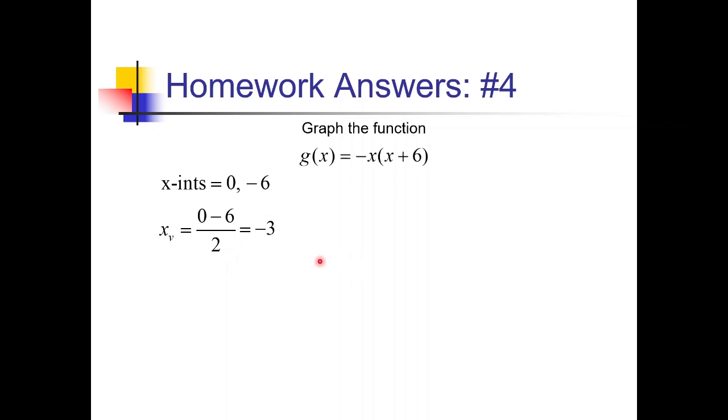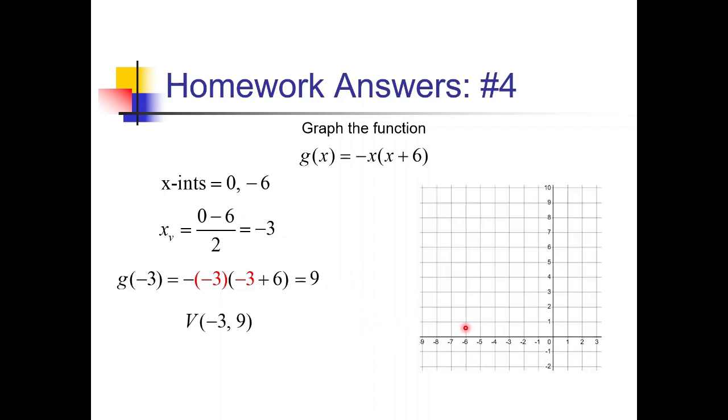Now, if I want to get the y value of the vertex, and I do want to get it, I'm going to have to plug -3 back in for x up in the g function here. So that's -3 out there, which is +3. And -3 plus 6 gives me another +3 here. So 3 times 3 comes out to 9. That gives me a vertex then of -3, 9.